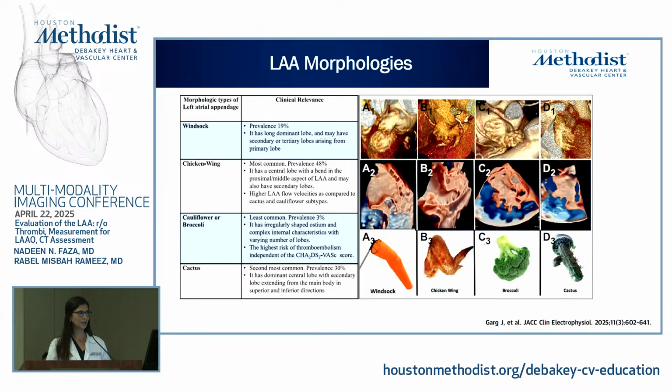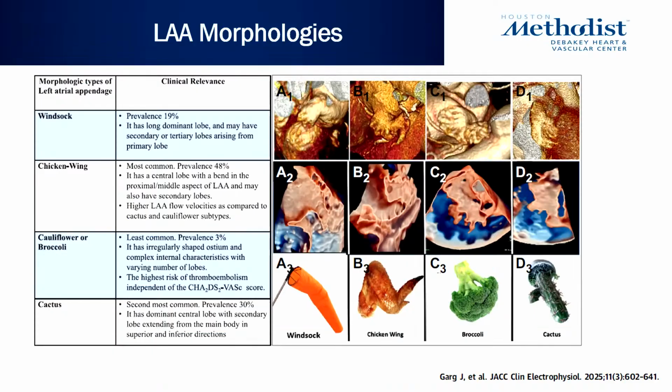And this figure kind of goes over these different morphologies. So the windsock is this one right here. This is a 3D image of the windsock, and the prevalence is about 19%. It has a long dominant lobe and may have secondary or tertiary lobes arising from that primary lobe.